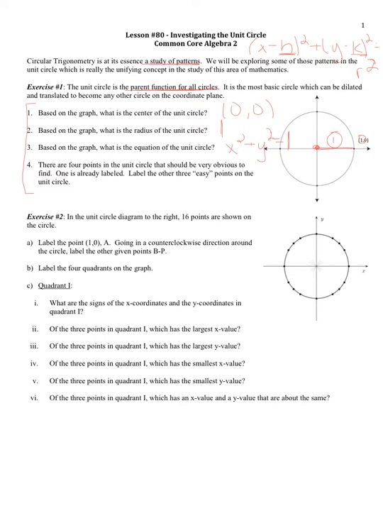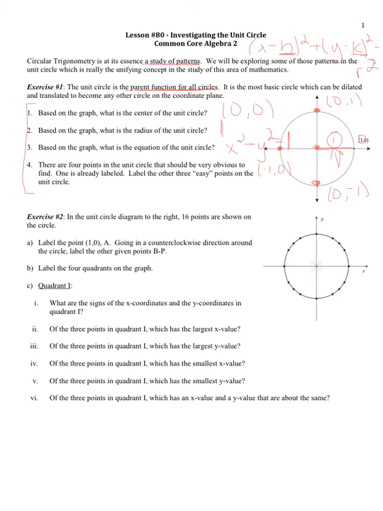There are 3 other easy points on the unit circle. Up here we have (0, 1). And down here we have (−1, 0). And down here we have (0, −1). That's just using basically the fact that the radius is 1 going in different directions.